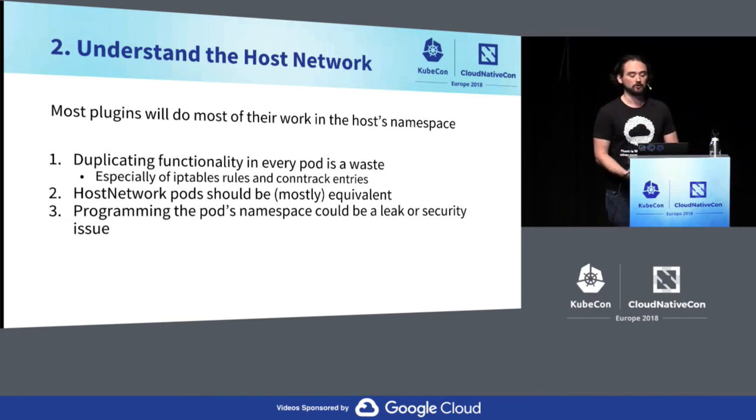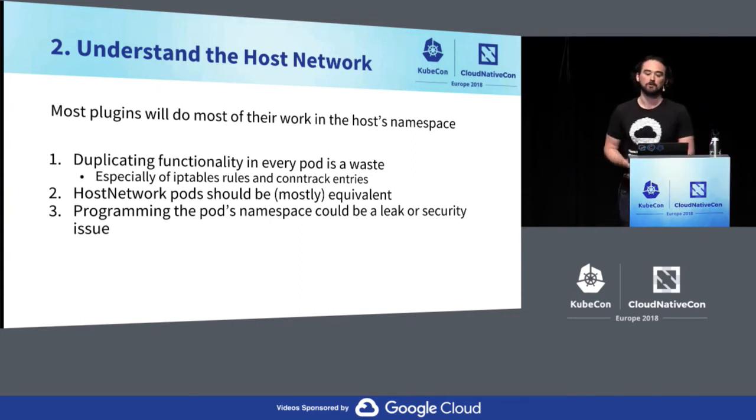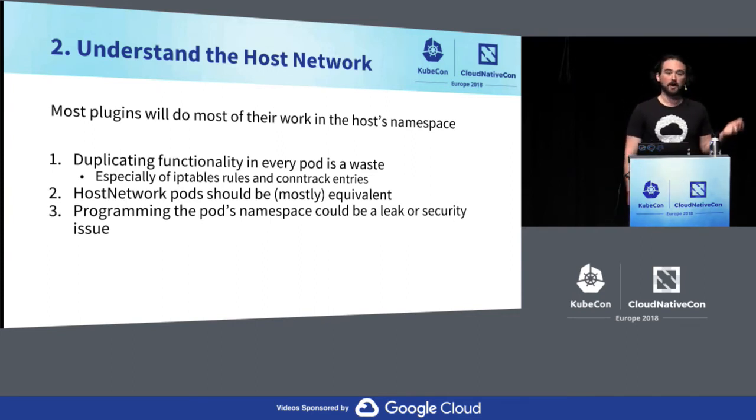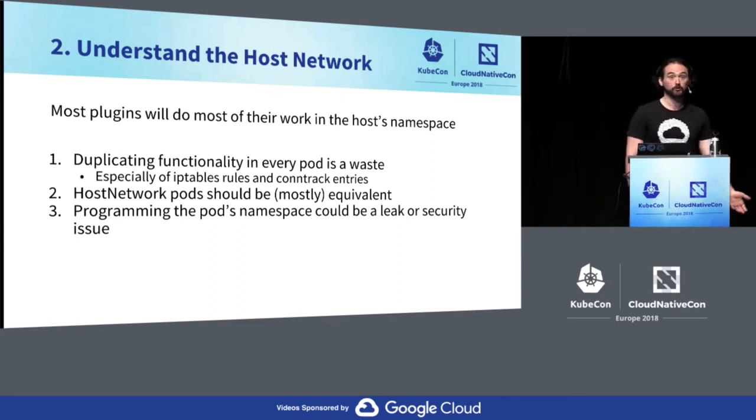For a lot of reasons, right? Duplicating functionality, duplicating IP tables rules, duplicating routing tables rules, and every single pod's networking namespace would be a waste. This is all non-pageable memory, right? And more IP tables rules, more traversal is a waste of time and energy. There's also a requirement that host networking pods be more or less equivalent, right? So anything that a non-host networking pod can access, a host networking pod should also be able to access, right?